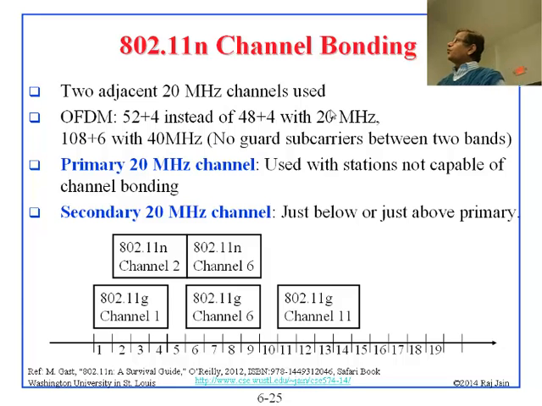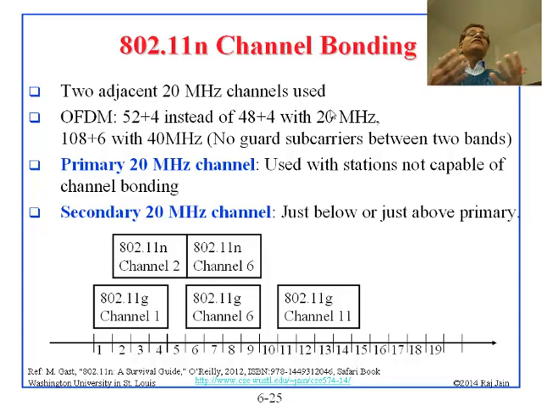Now, one of these channels you have to call primary, and one of these channels you have to call secondary. Why? Because some people may not be able to use 40 megahertz. So I have this 11N base station, which can do 40, and this person, even though it speaks 11N, doesn't speak 40. So we have to be able to send to both of them all the time.